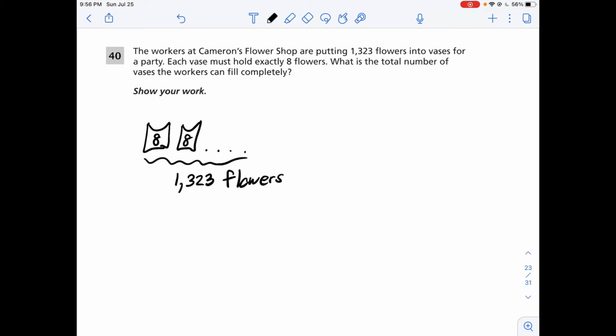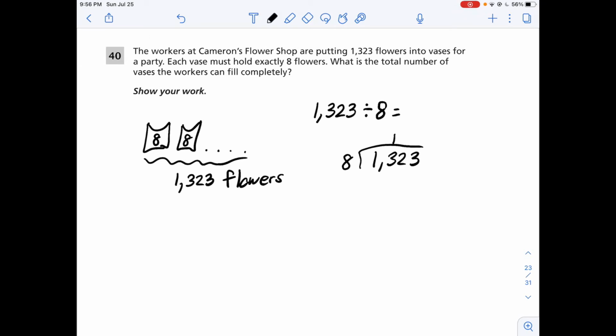So in order to solve this question, we have to figure out how many times 8 goes into 1,323. So we have to do 1,323 divided by 8. Okay. So we can either use the algorithm, and I'll show you another strategy after the algorithm. So 1,323 divided by 8. Okay. We can't do 8 into 1. We can do 8 into 13. 8 into 13 goes 1 time.